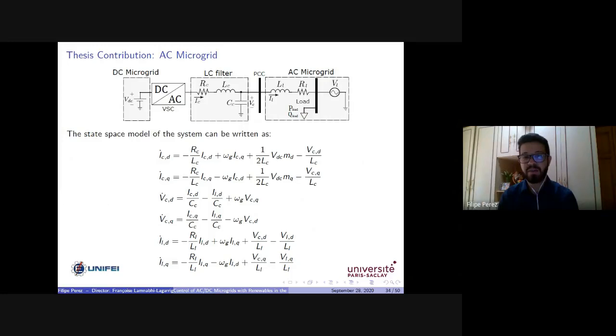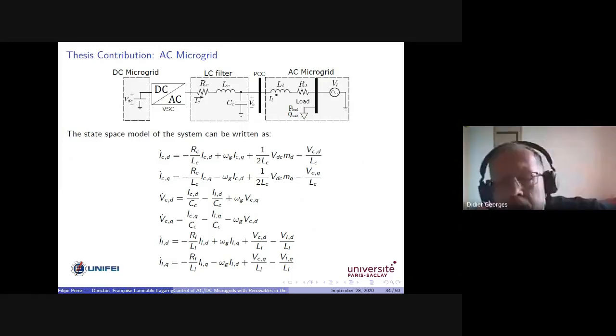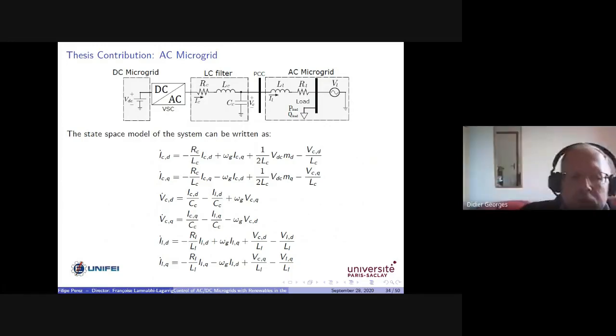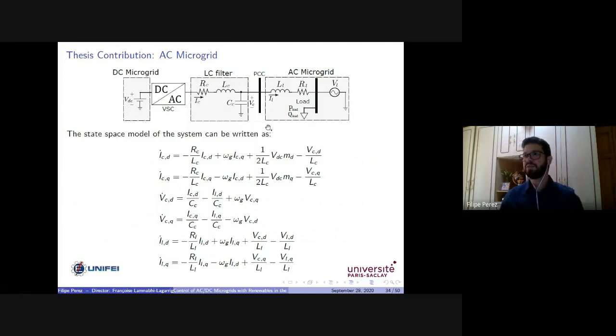This AC is the power system. This is the average model of the VSC converter. So here I don't consider the switching of the power converter, and I consider IMD and IMQ as a modulation index, which is given between zero and one. Yes, it's an average model.